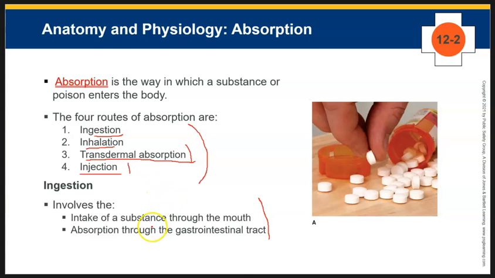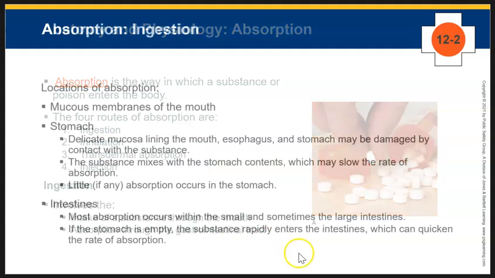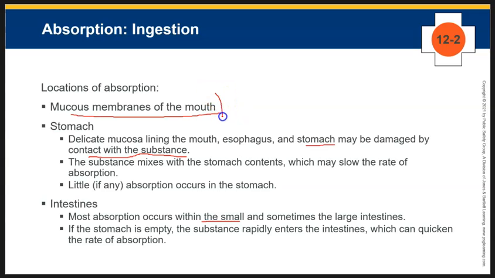So ingestion is intake through the mouth, and absorption occurs through the gastrointestinal tract, including the very delicate mucous membranes of the mouth. This is a pathway through which substances can be absorbed, in fact, very quickly. Now keep in mind that those mucosa can be pretty delicate, and so consequently they could be damaged by contact with the substance. Think of an extreme poison such as an acid and the consequent burns that could occur.